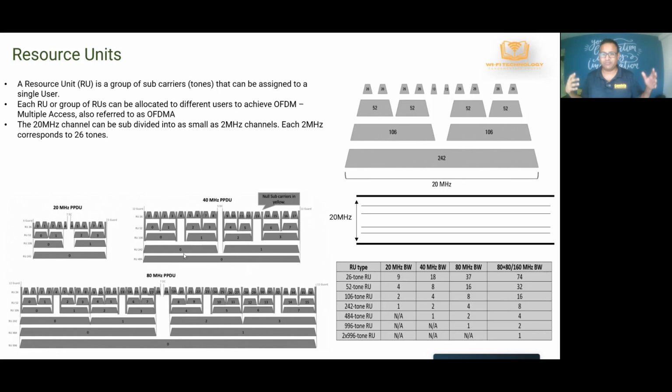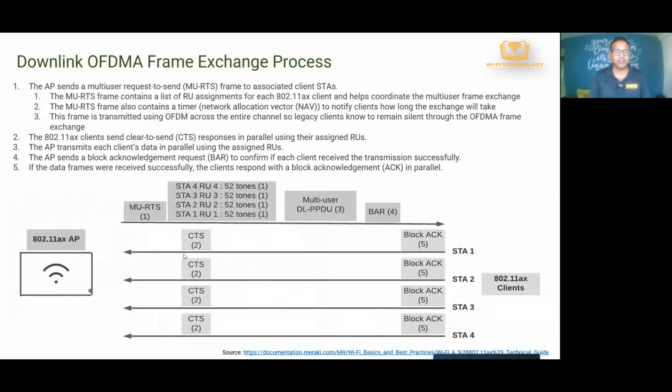So there are 74 devices all sending information at the same time, or receiving information at the same time from the AP, which in theory looks very nice, and practically it's almost impossible to implement. But it's a cool thing to know, right? That the standard allows for these kinds of features. So that's the concept of resource units.